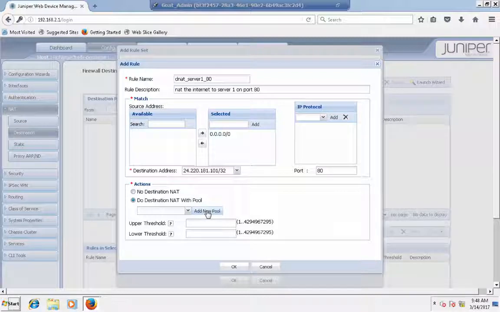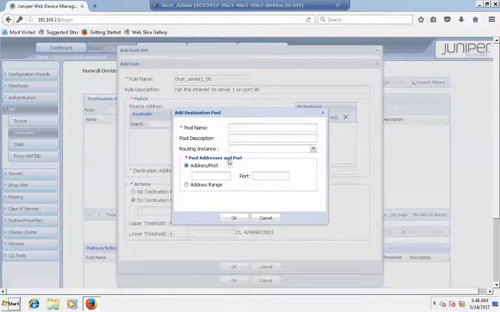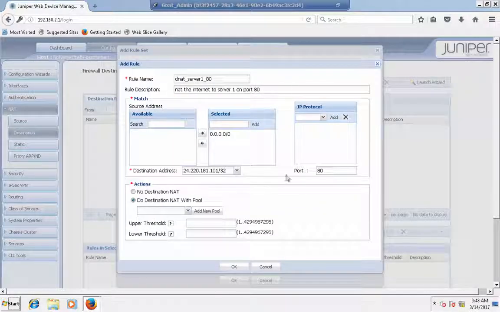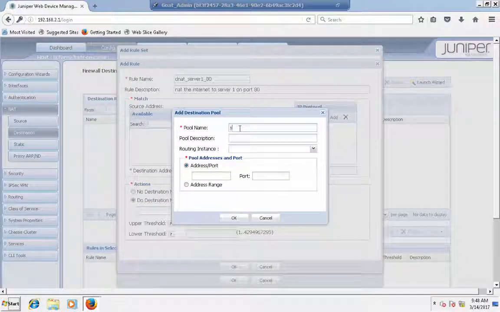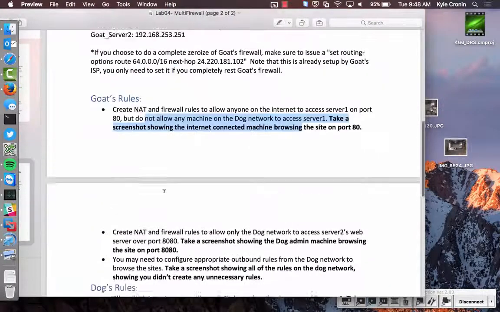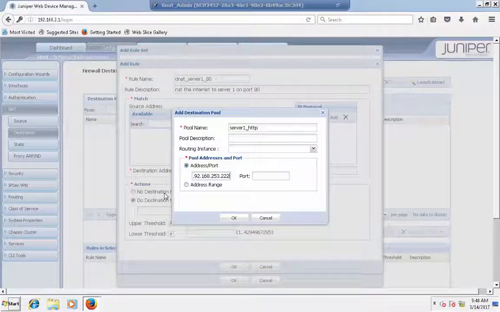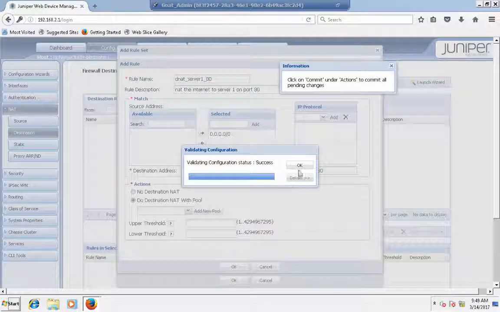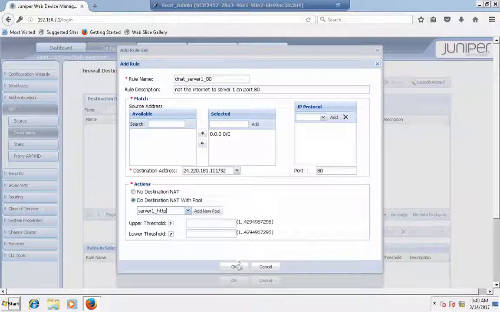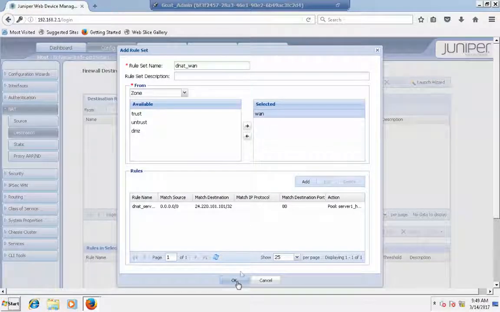We need to create a new pool for it. What is the pool? Juniper's using that term to add a new NAT pool. What are we really providing in here? Yeah, so this is like matching where the traffic's going to on the internet side. When we add a NAT pool, we're saying, where does the traffic go on the other side of NAT? So we add the pool, server 1 HTTP, and that was 192.168.253.222, on port 80. We'll hit OK on that. We'll pick our new pool. And away we go. So we'll hit OK.